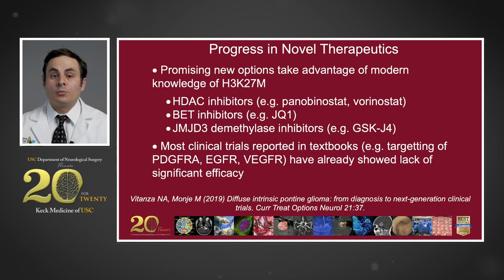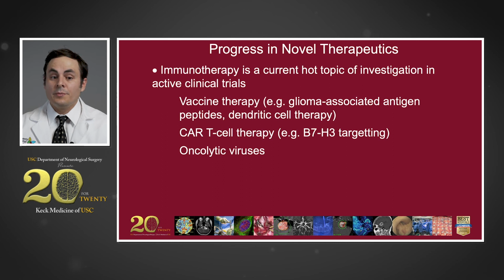Promising new options do take advantage of the modern knowledge of the H3K27M mutation, and these include examples such as histone deacetylase inhibitors such as panobinostat or vorinostat, bromodomain inhibitors or Jumonji domain demethylase inhibitors like GSK-J4. Most clinical trials that have been reported already in textbooks, for example, targeting of PDGFRA, EGFR, or VEGFR, have already shown a lack of significant efficacy. Immunotherapy is also a current important topic of investigation in active clinical trials, including such modalities as vaccine therapies, CAR T-cell therapies, or oncolytic viruses.